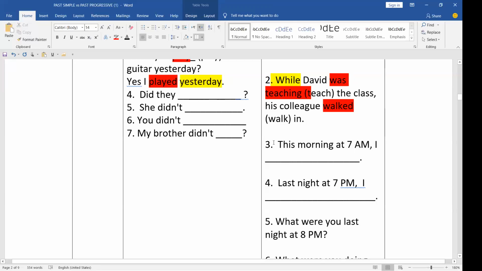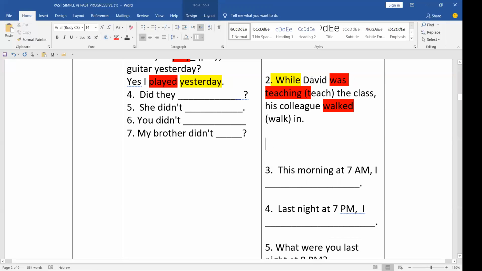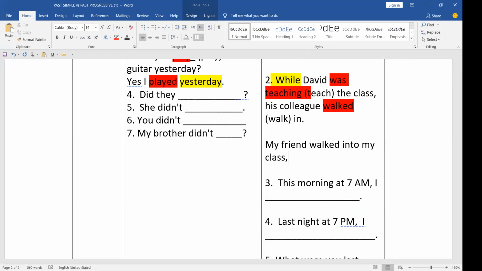אפשר להפוך את זה. זה לא ראשון ושני, אני יכול להגיד את המשפט הזה. אין איזה חוקיות כאילו. כן, יש חוקיות. קודם כל, while. אחרי while, אתה חייב past progressive. כן, בסדר, אפשר, אני יכול להפוך את המשפט הזה. כמו, my colleague, my friend walked into my class while I was teaching. It's also okay?